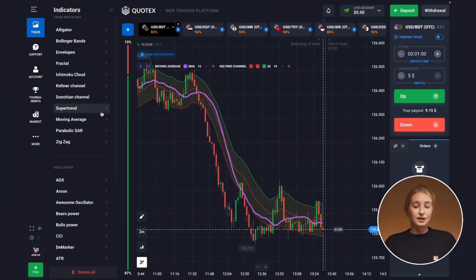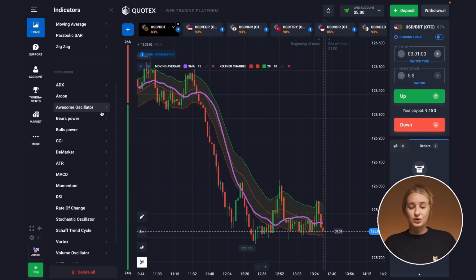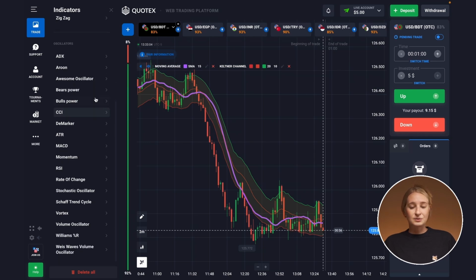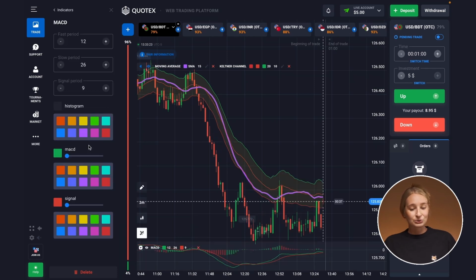The number of oscillators is larger. There are 15 of them, starting from the most popular MACD ever used to the more exotic Bears and Bulls Power, or maybe Vortex. Adding and setting oscillators is identical to the way of working with the trend indicators, and I will go with MACD today. Also, I will stay with these settings.